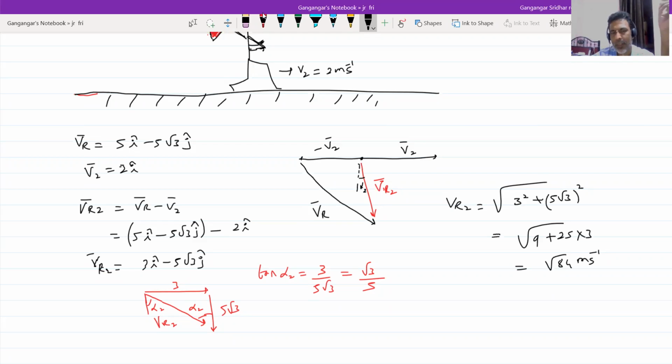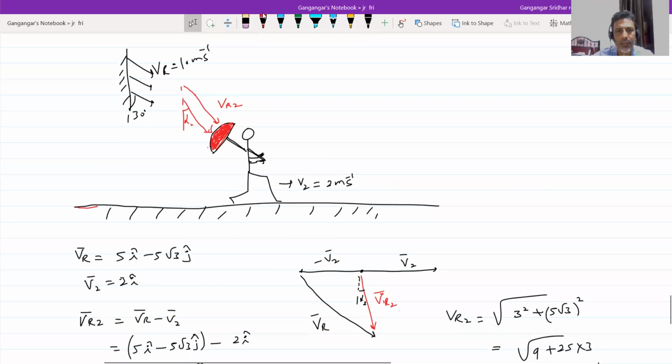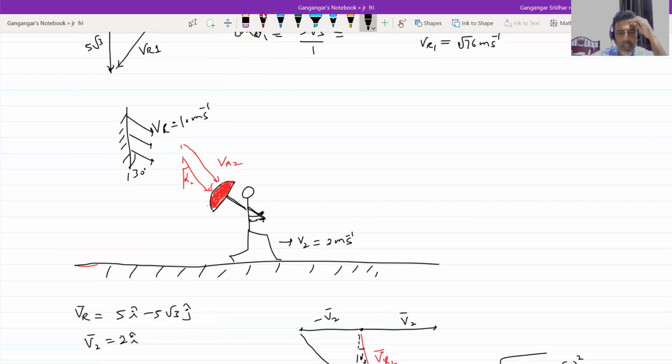Compare the previous case. In the previous case, he was holding the umbrella in one direction. No? So it all depends upon the speed of the man. Here you will make an angle alpha 2. The angle alpha 2 will come like this.